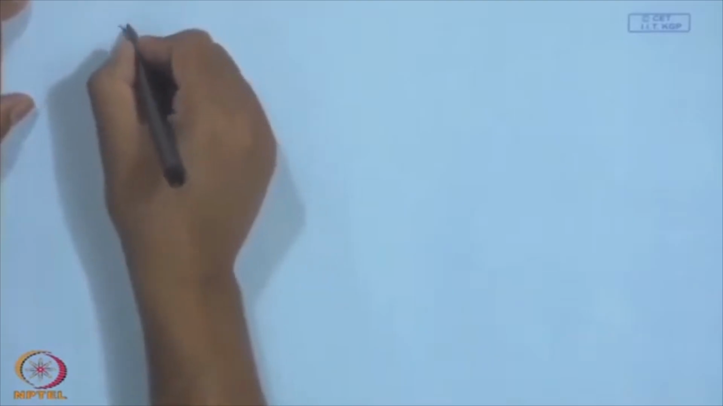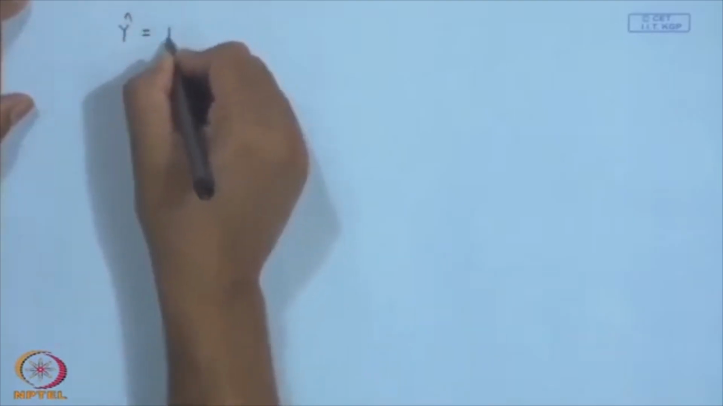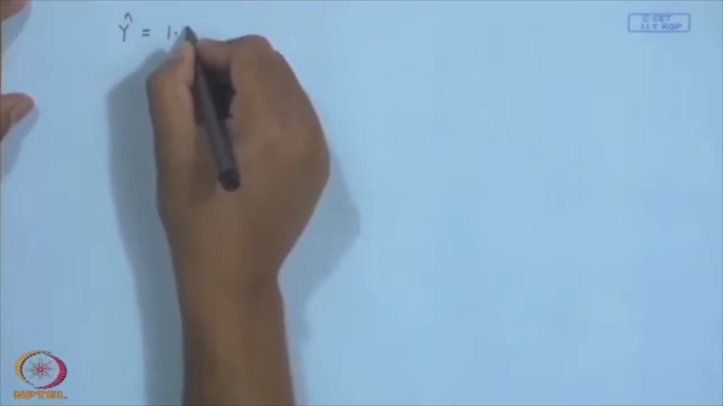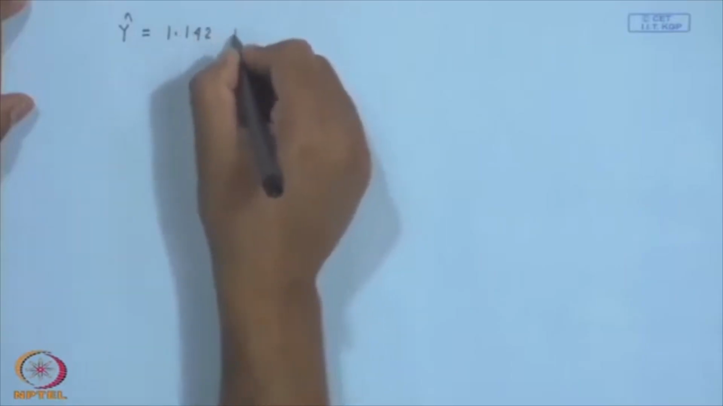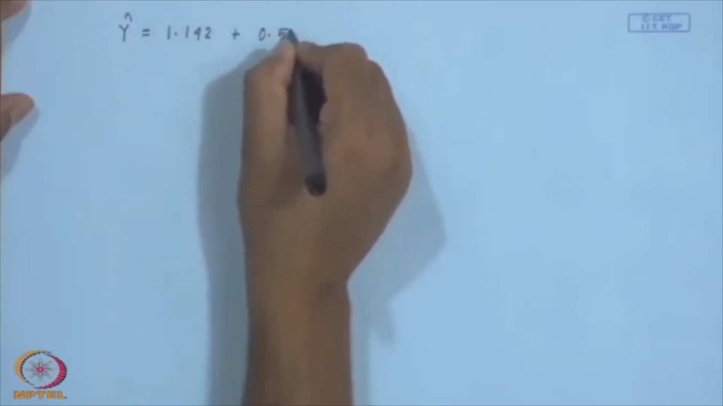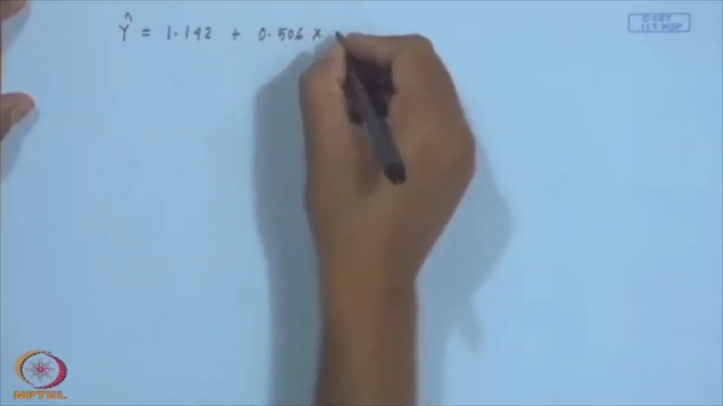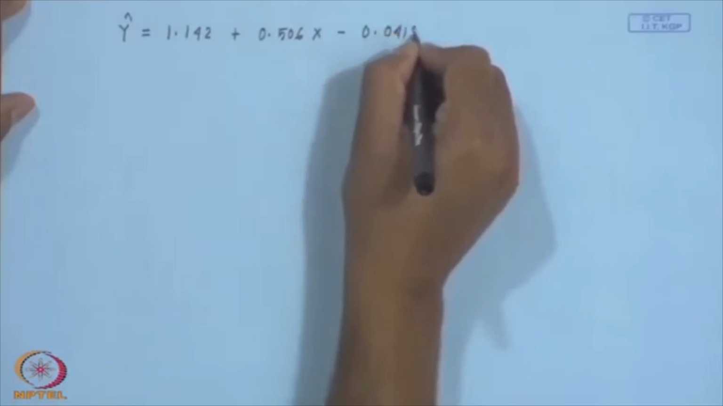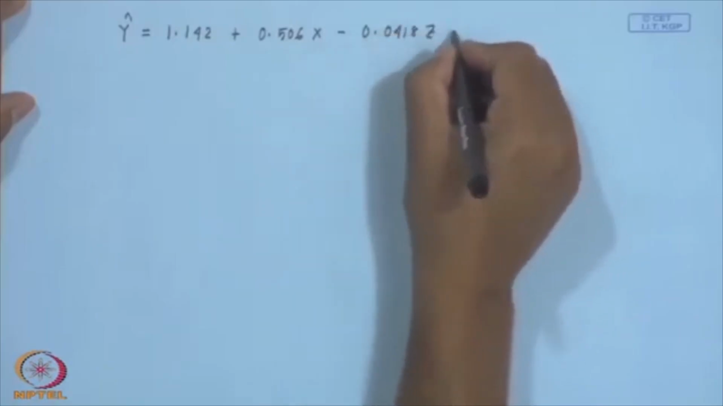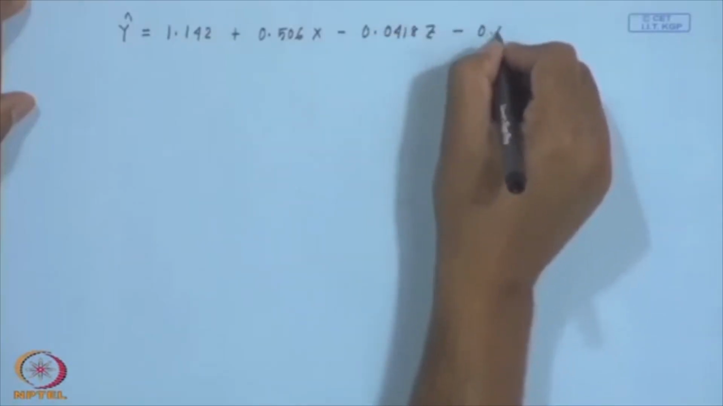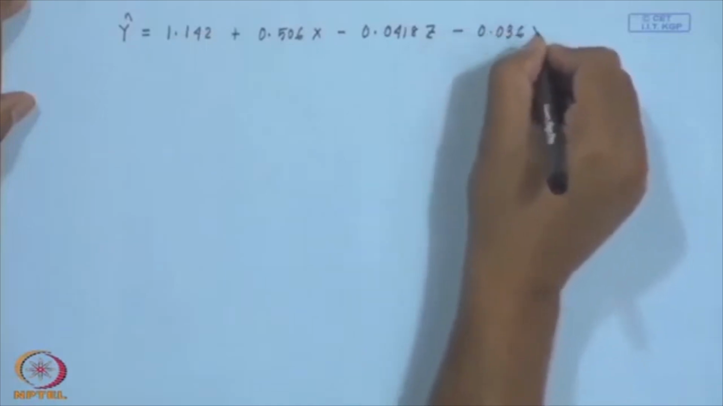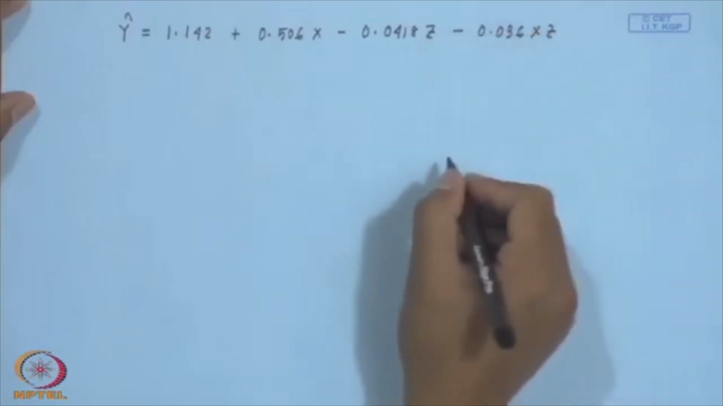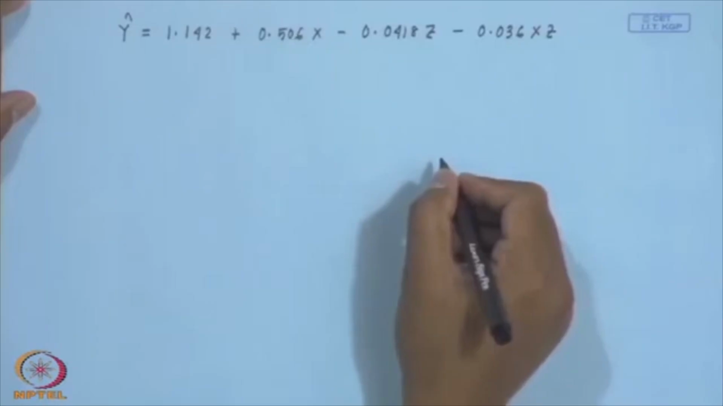So, the fitted model is y hat equal to 1.142 plus 0.506 x minus 0.0418 z minus 0.036 x z. So, this is my fitted model.